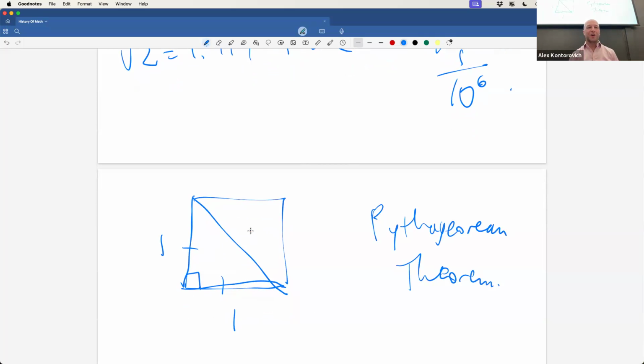So if we call this unknown value C, thinking of A as 1 and B as also 1, the Pythagorean theorem says that A squared plus B squared equals C squared. A and B are both 1, so this is 1 squared plus 1 squared, which is 2. C squared is 2, so C must be the square root of 2. And this homework assignment was work out the square root of 2.